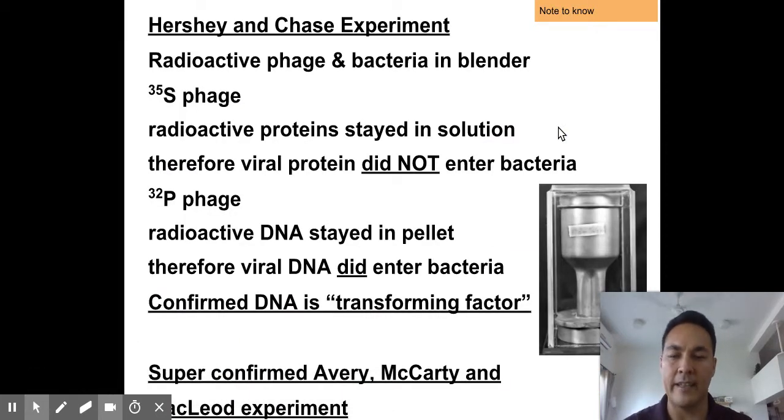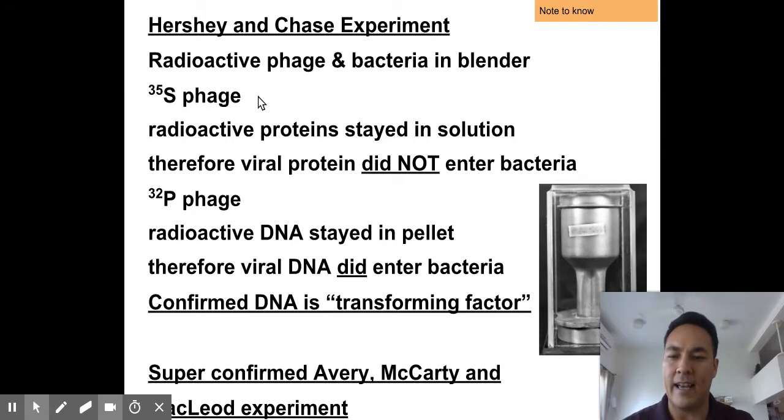Okay. And then here's going to be the confirmation of the Avery experiment. It's the famous Hershey and Chase experiment. Here's the blender. Pretty cool little setup here. Just think about setting up an experiment like this, just using that scientific method. So fantastic. All right, these scientists, Hershey was a guy, Chase is a lady.